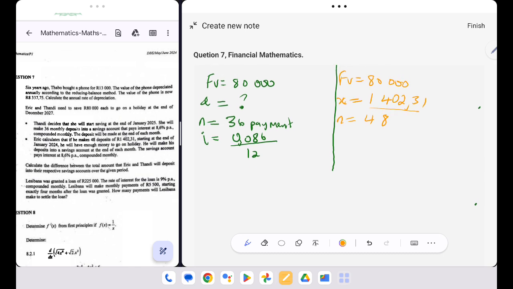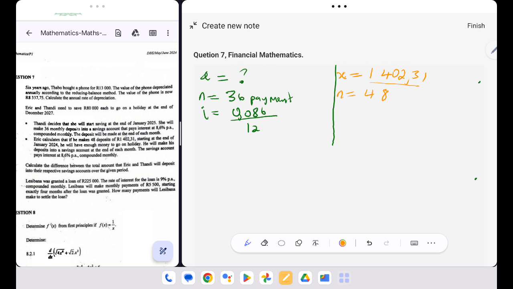Okay, the total amount that Eric will deposit, it's simple. Let's just say Eric's total. We know that he will pay 1,402.31, and he will only do that for 48 payments. So 1,402.31 times 48. So Eric will pay a grand total of 67,310.